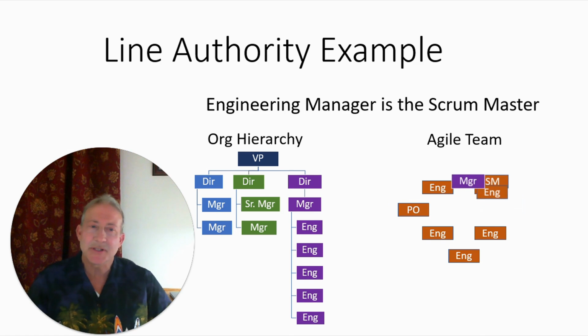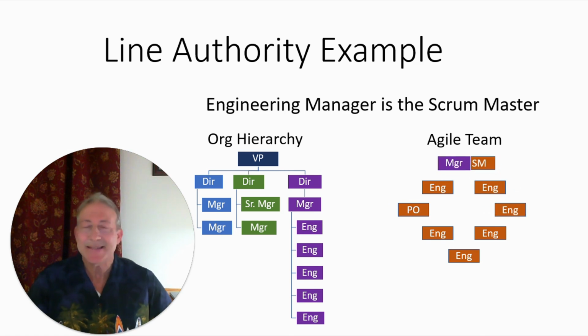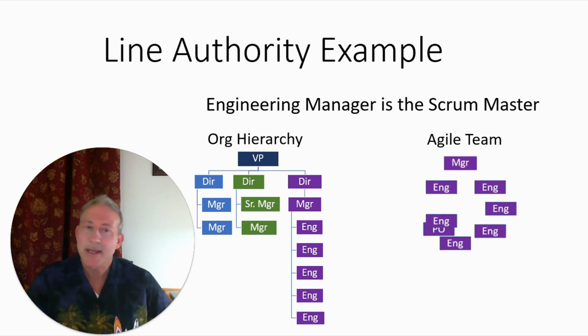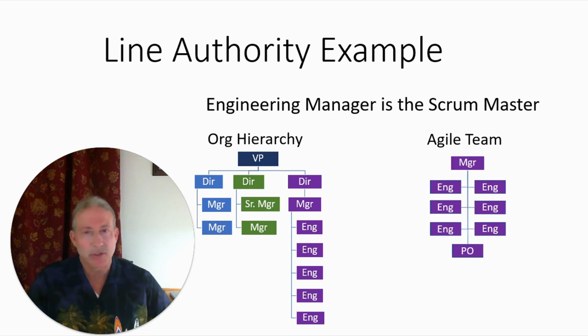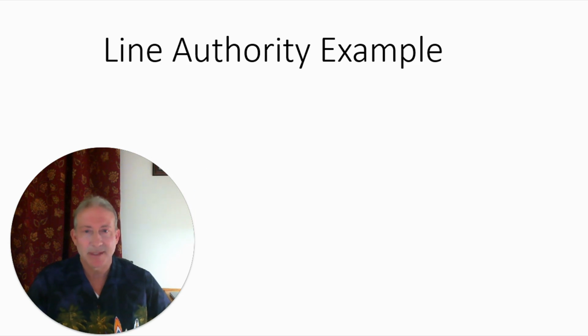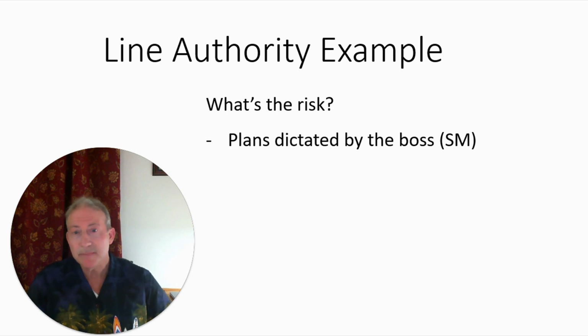Well, pretty soon the team's going to realize, hey, this isn't just the Scrum Master, this is our manager. And next thing you know, they'll be looking up to the manager in terms of direction, in terms of plans, in terms of prioritization, in terms of just about everything. Pretty soon, that orange team turns purple. And that circle shape turns into a hierarchy. So, what's the risk here?